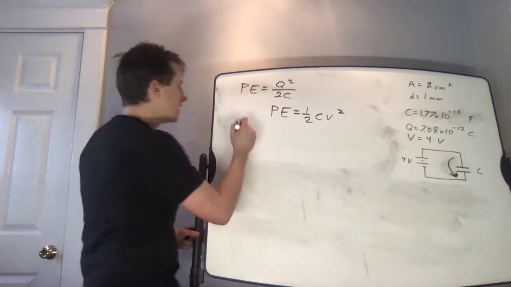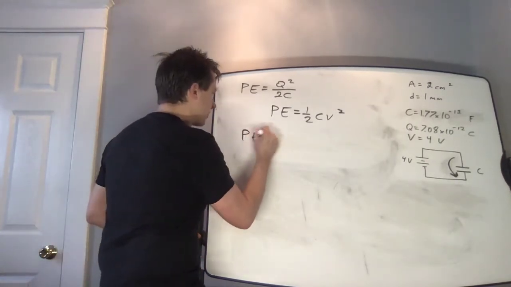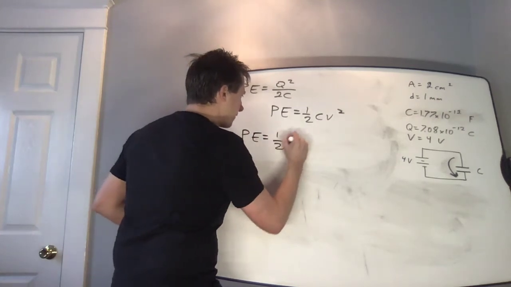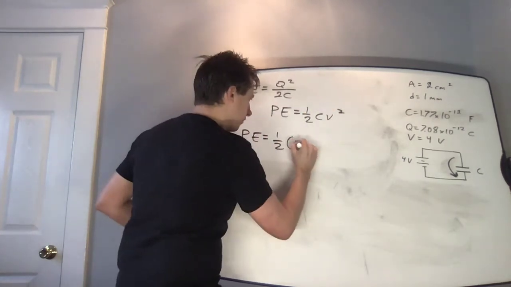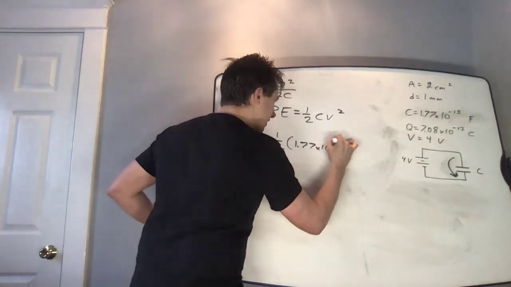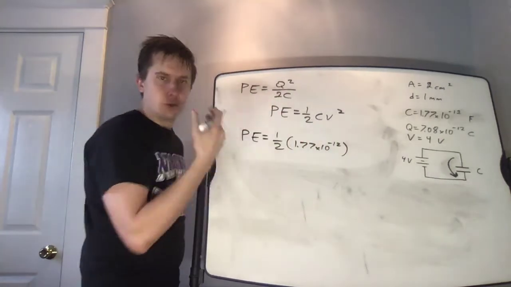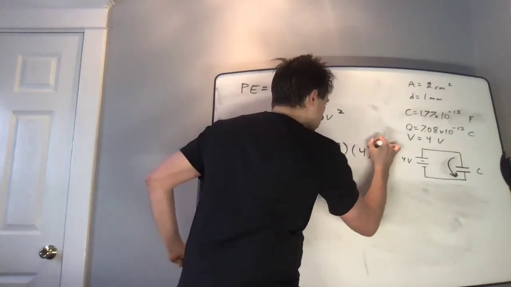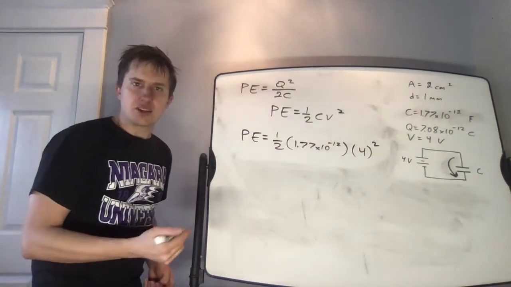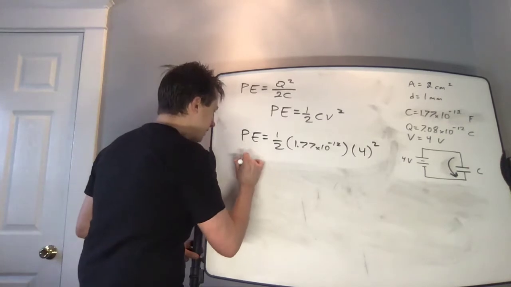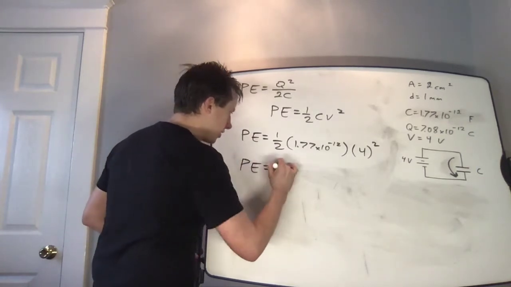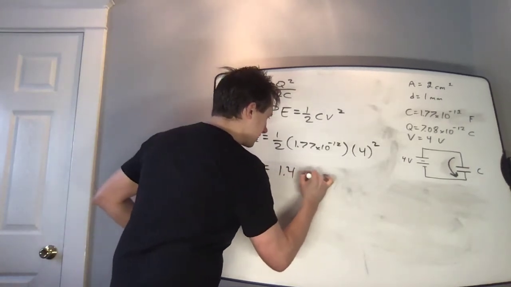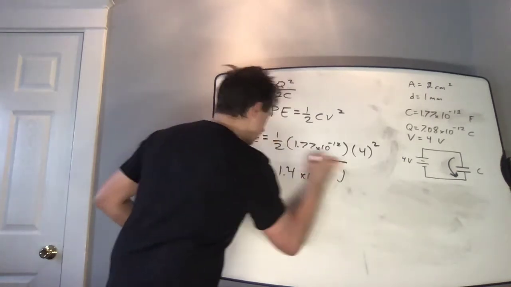So I could say the energy stored by the capacitor is going to be 1/2 times the capacitance of 1.77 times 10 to the negative 12 times the voltage drop across the capacitor squared, which is 4 volts squared. When I plug these numbers in a calculator, I find that the energy stored by the capacitor is 1.4 times 10 to the negative 11 joules of energy.